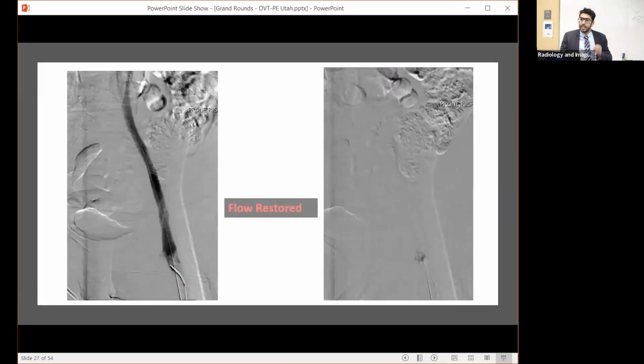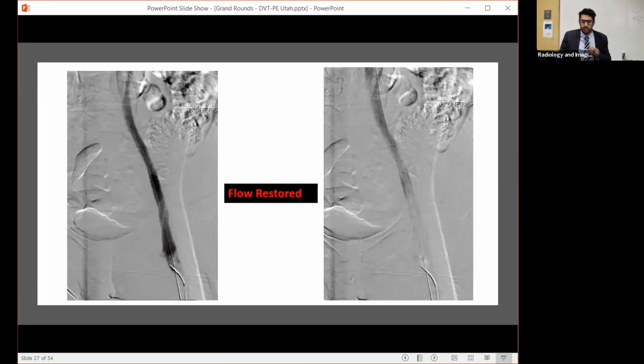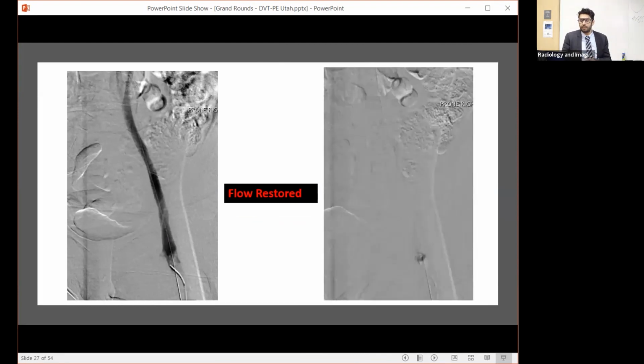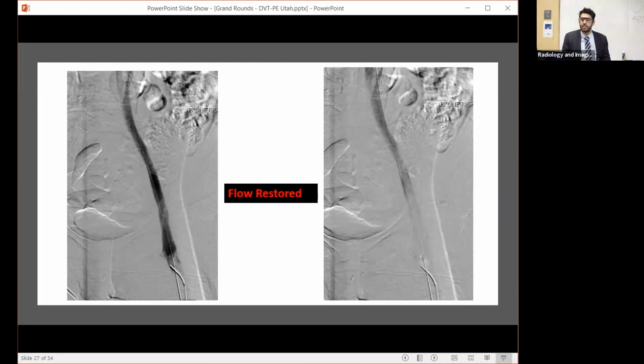And this, again, doesn't take very long. It takes maybe an hour and a half-ish to do. And you can see here, post-intervention, there's flow restored. So this patient doesn't go to the ICU, and isn't exposed to the risk of TPA and the bleeding associated with that.